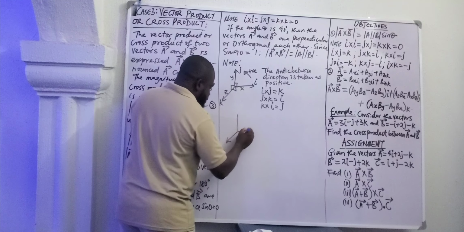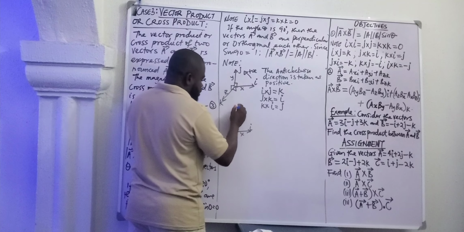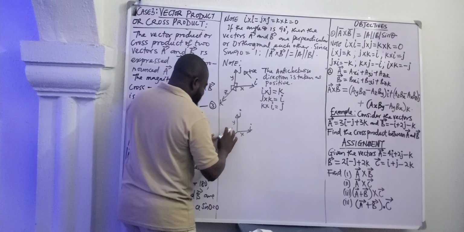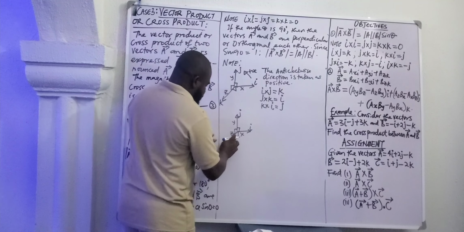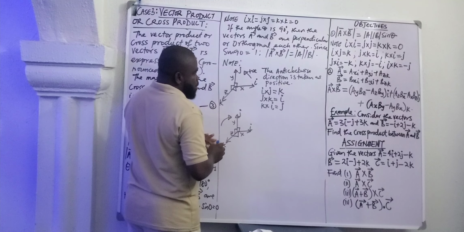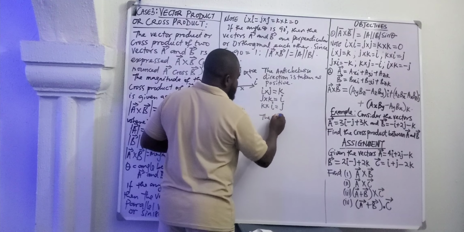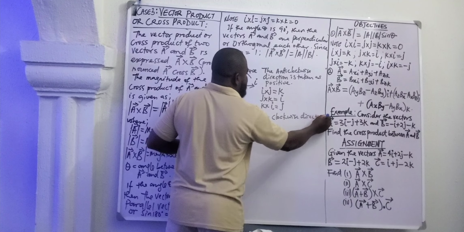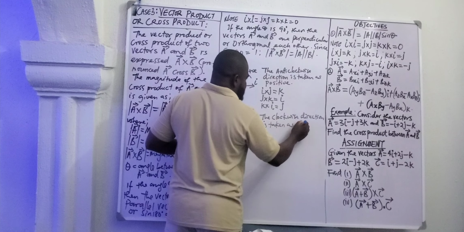Watch out as well. So this is unit vector I in the X direction, unit vector J in the Y direction, unit vector K in the Z direction. They are all mutually orthogonal to each other. The clockwise direction is taken as what? Negative. The clockwise direction is taken as negative.